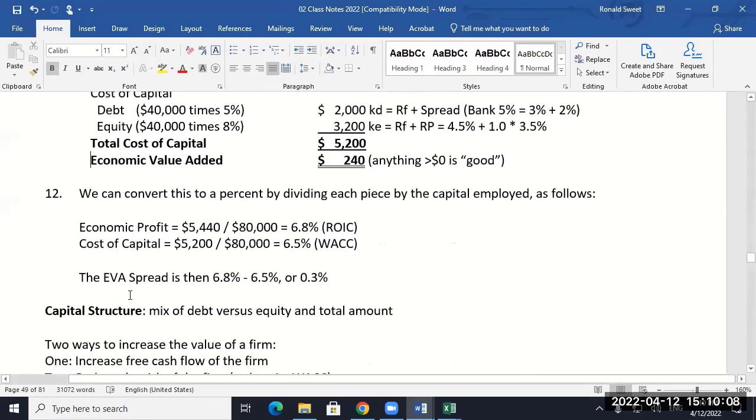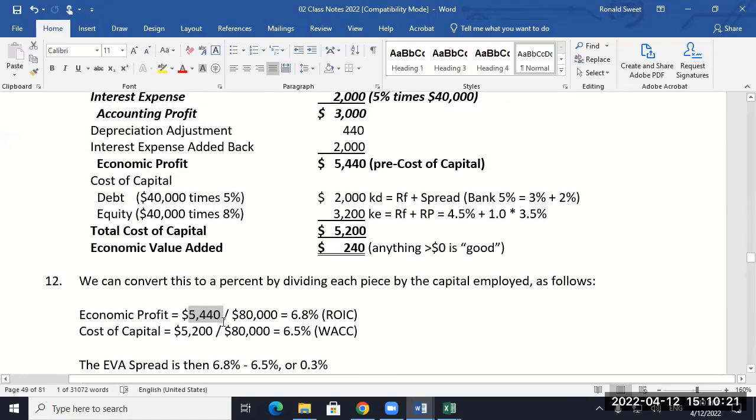Sometimes we use the word EVA spread. By spread, what we mean is convert this into a percentage. So our return on capital is the economic profit we made, $5,440, divided by the capital that we employed. So we had a 6.8% return on invested capital. Our cost of capital was the $5,200 divided by our capital, 6.5%.